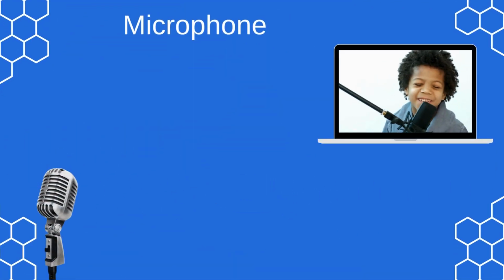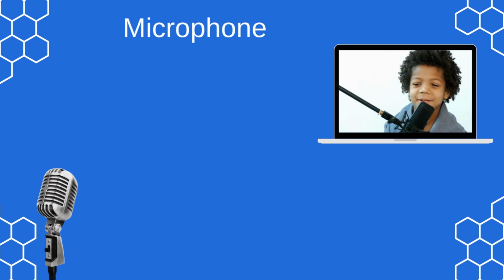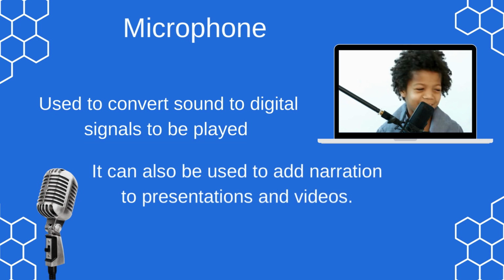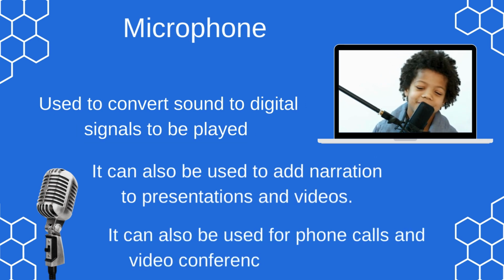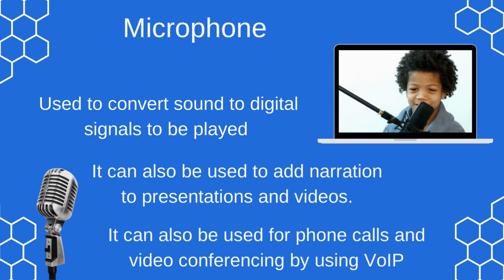Number 9, Microphone. The microphone can be used for the following. A. It is used to convert sound to digital signals to be played, recorded, and transferred by the computer. B. It can also be used to add narration to presentations and videos. C. It can also be used for phone calls and video conferencing by using VoIP, Voice over Internet Protocol.